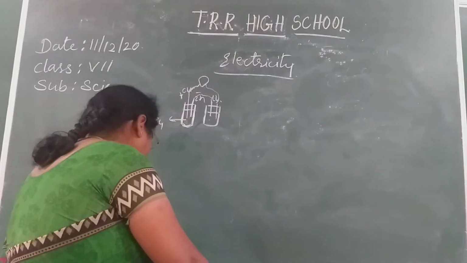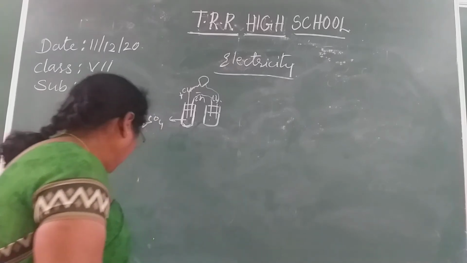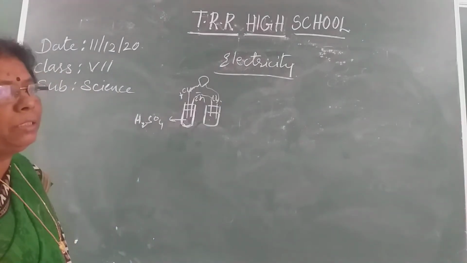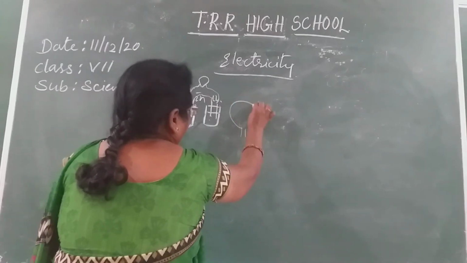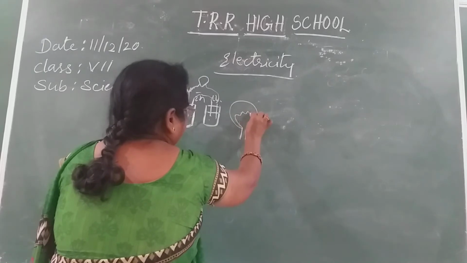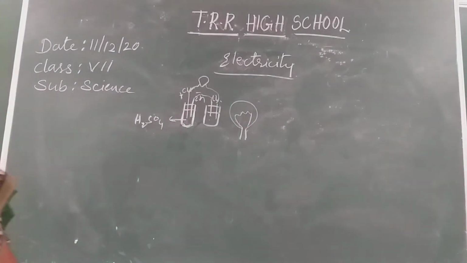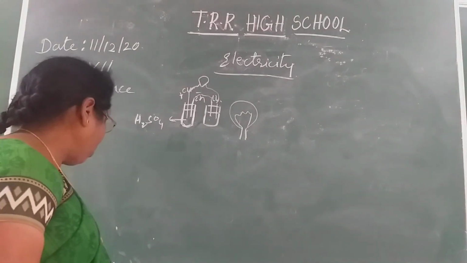Next coming to heating effects of electric current. You have seen the bulb. Which part of the bulb glows? The filament, which is made up of nichrome wire. Filament is the glowing part of the bulb. We have studied about this also.